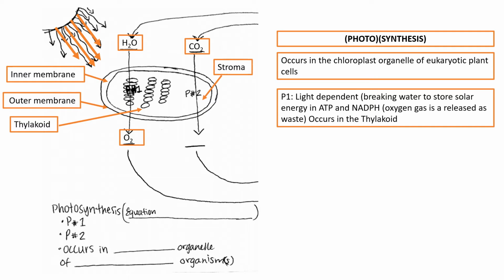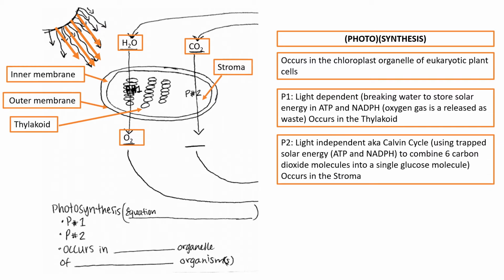The next part of the photosynthesis reaction requires carbon dioxide. It is called light independent or Calvin cycle. It is when we take carbon dioxide and the energy, the ATP and NADPH that we made during the first part, and we use it to combine them together to make a glucose molecule. Glucose has 6 carbons, 12 hydrogens, and 6 oxygens all combined together. The bonds that hold all of those molecules together are where we actually store that solar energy. This process occurs in the empty space, the stroma.